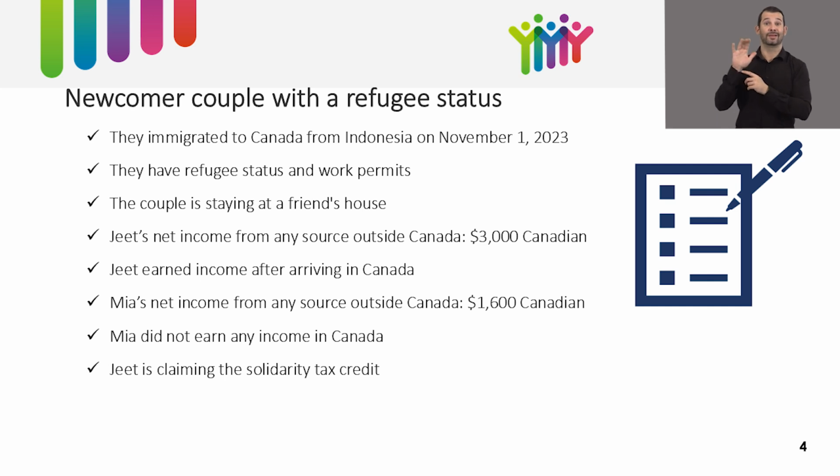Mia's net income from all sources earned outside of Canada was equivalent to 1,600 Canadian dollars. She worked at the same school as Jeet in Indonesia. Mia did not earn any income in Canada. Jeet will claim the Solidarity Tax Credit for the family.